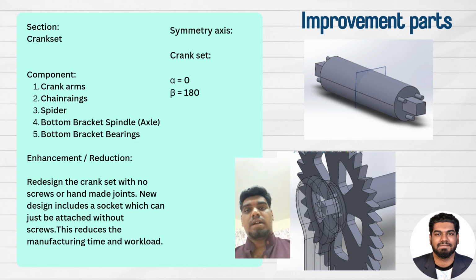The next part of improvement we have done to our project is the crankset, which includes the components of crank arms, chain rings, spider, bottom bracket spindle, bottom bracket bearings. The enhancement of this is to redesign the crankset with no screws or handmade joints. The new design includes a socket which can just be attached without screws. This reduces the manufacturing time and workload. This is also the symmetric axis we used for our crankset.